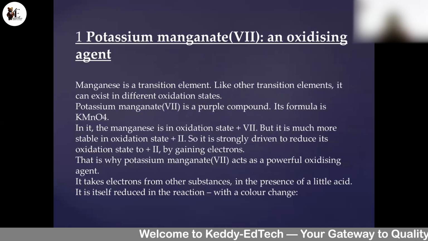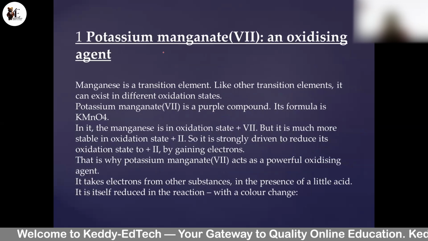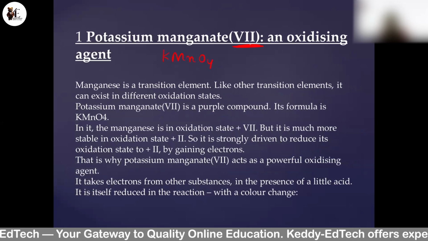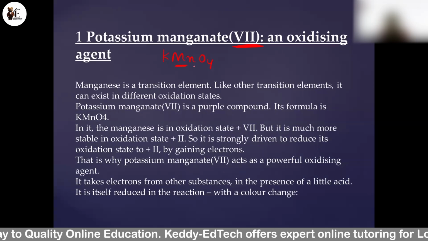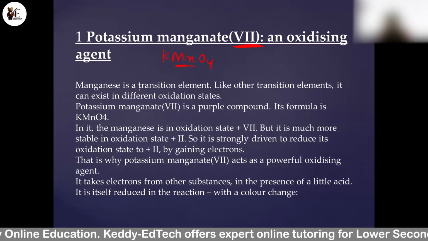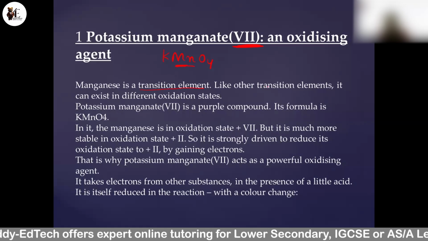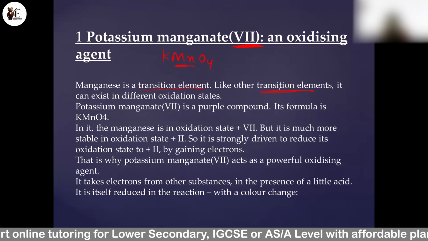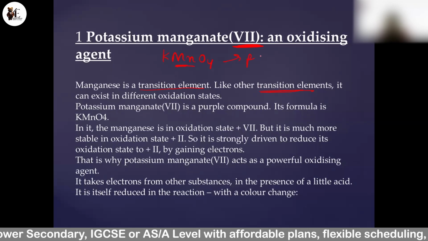So the first one is your potassium permanganate, which we use in our lab. Its formula is KMnO4. This 7 is the oxidation state of manganese. It is a transition element. As I told you in rule number 5, transition elements can show various oxidation states. It is a purple colored compound.